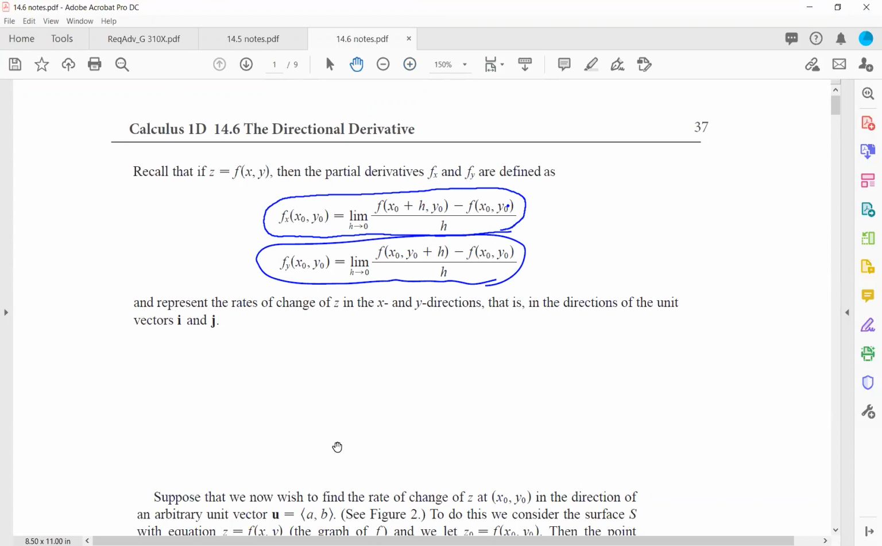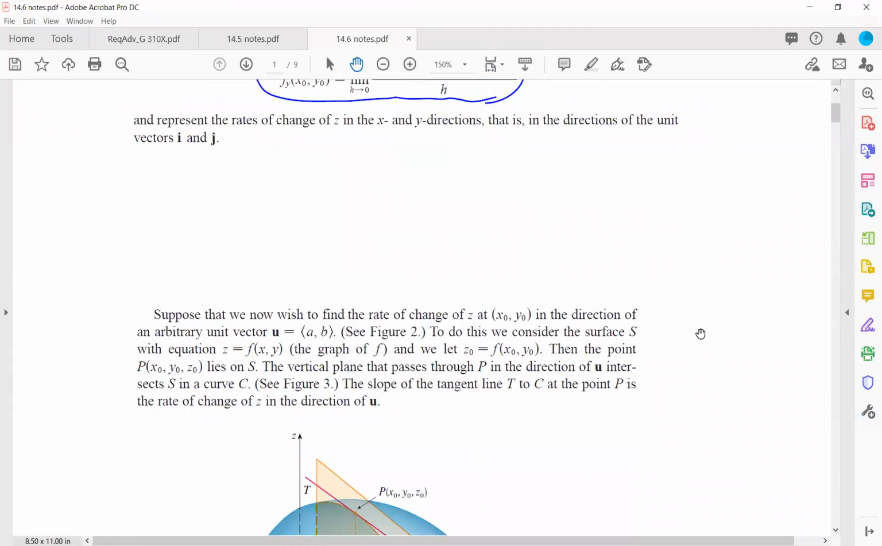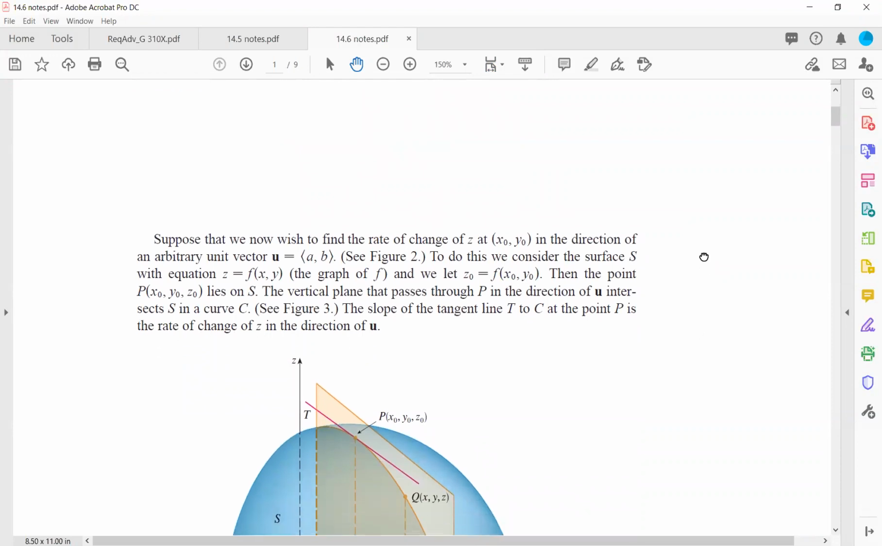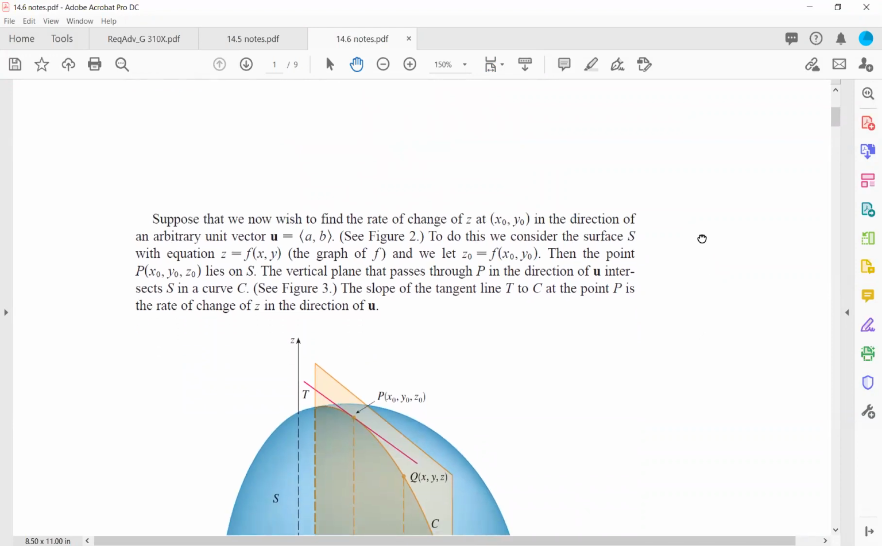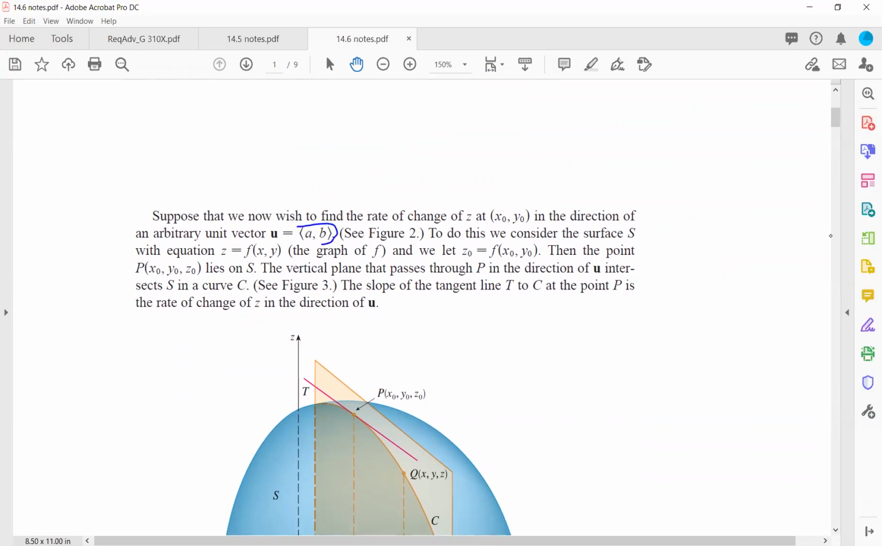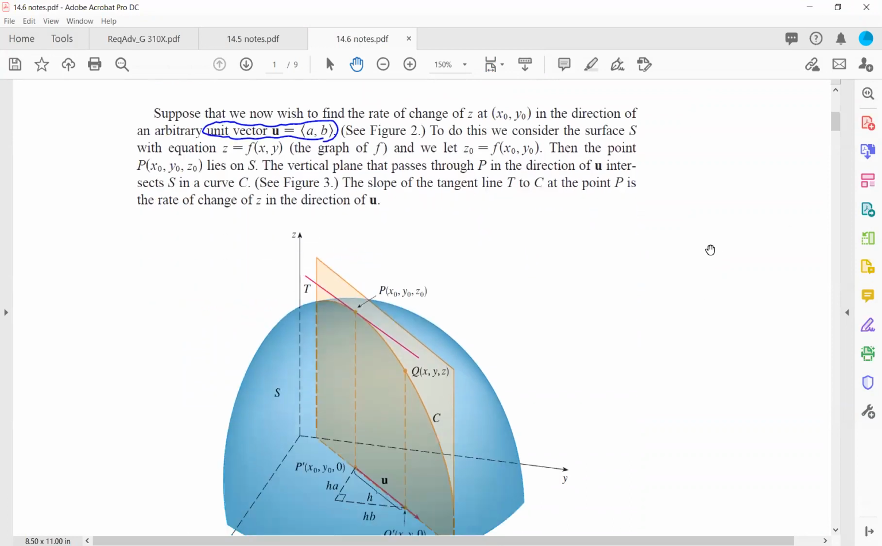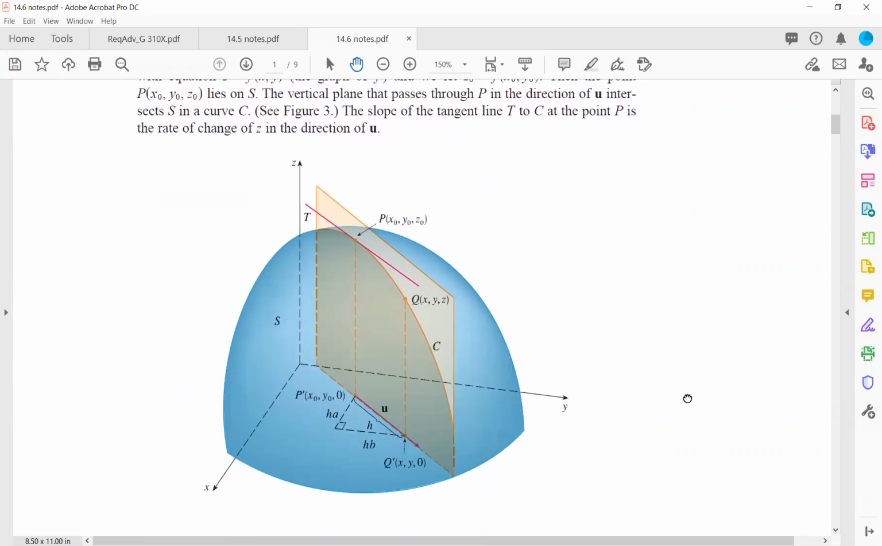So these are just showing the rate of change of the function in the direction of the x-axis and y-axis. Perfect. Now, suppose we want to find the rate of change of the function at point x sub 0, y sub 0 in the direction of a unit vector u, a comma b. So suppose you have your surface. This is your function. For example, here you have a point like P, x sub 0, y sub 0, z sub 0, and this tangent line showing the rate of change of the function at this point.